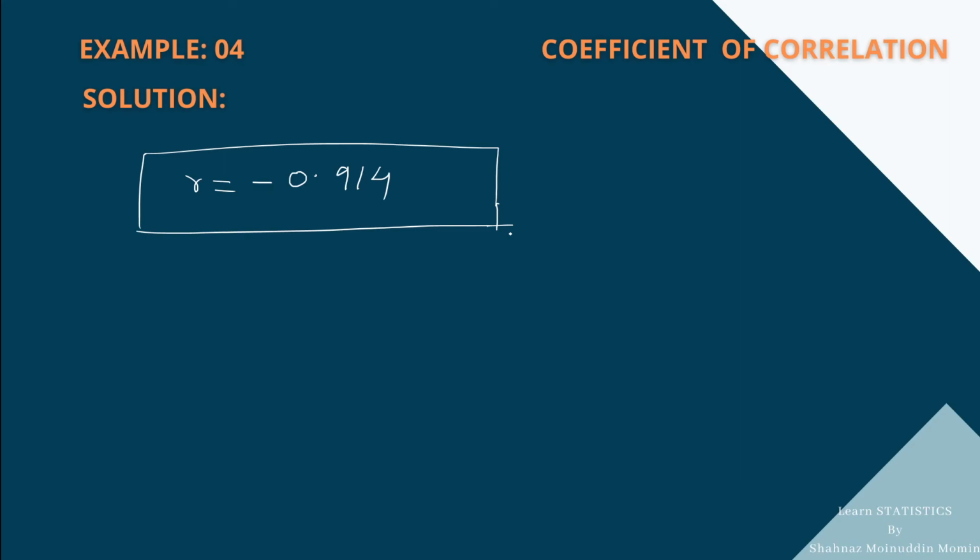In this way, in this lecture, we have calculated four different examples of Karl Pearson's correlation coefficient. In each example, a different case is considered and we obtained the corresponding values in the respective example.